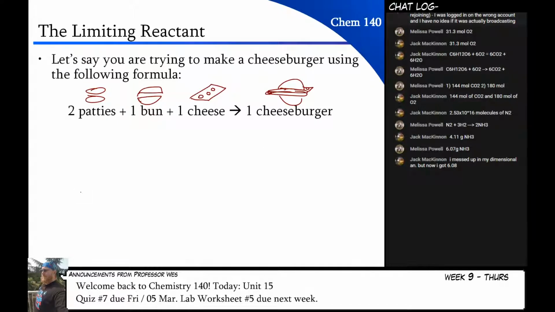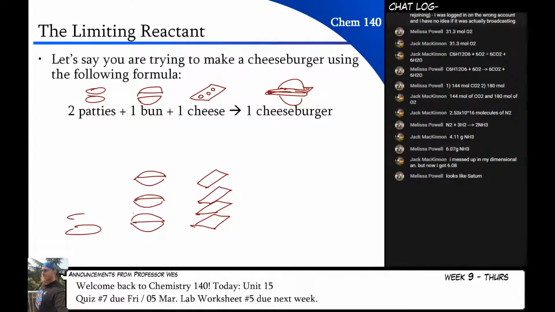All right. Now let's suppose that I make burgers as fast as I can with the things that are available. And so I have this much cheese. And I have this many buns. And I have this many patties. Yeah, it looks like Saturn, right? All right. So I'm going to make a burger out of these.